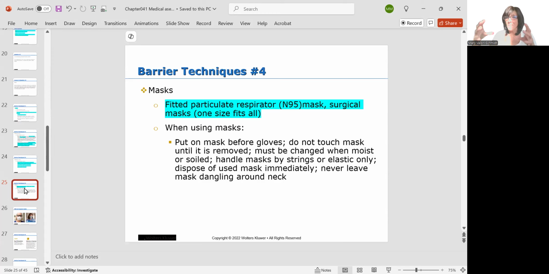Surgical masks are the ones in the boxes, one size fits all, right? You should always put your mask on before you put your gloves on, and don't touch your mask with your gloved hands, right? When you're removing PPE, the dirtiest thing comes off first. So gloves first, then you can take off your mask. Okay. You never want to touch dirty gloved hands to your face, right?